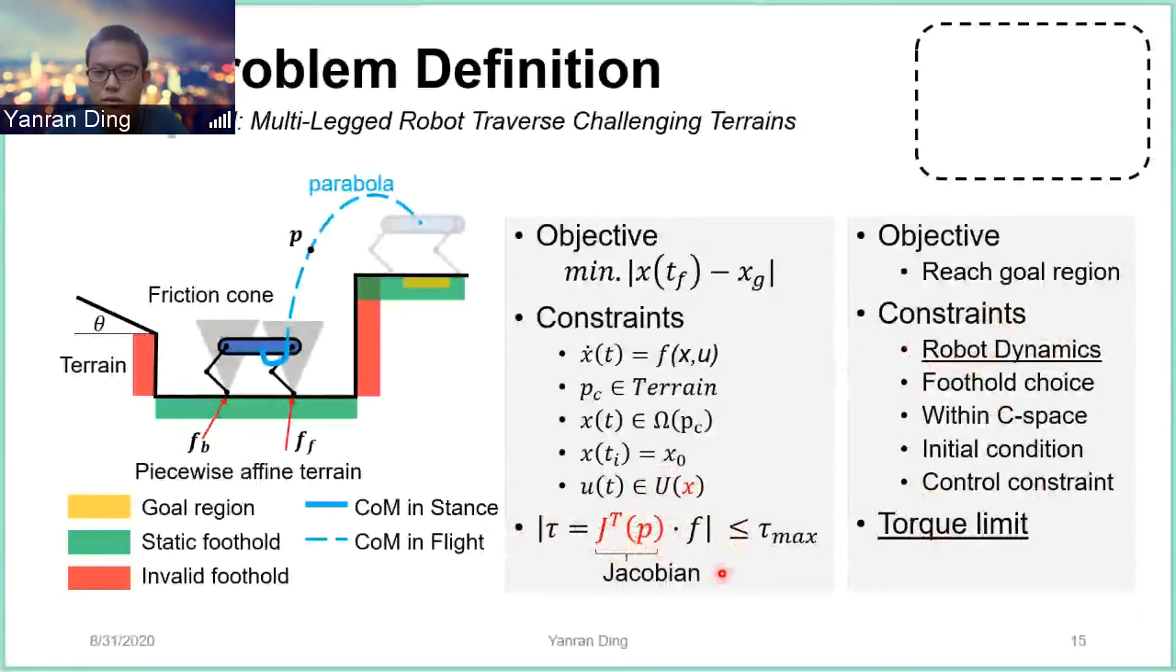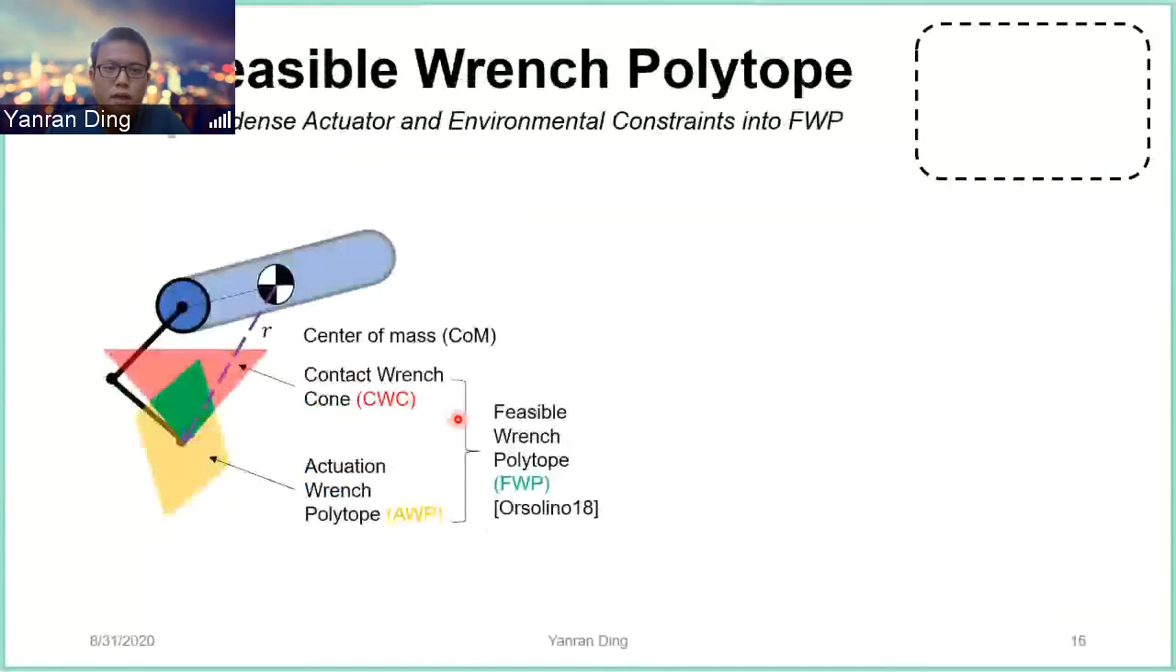In addition to that, we also need to consider the contact sequencing of the robot because it has two legs, so it can touch down in different ways. So this problem in general is hard because of the combinatorial nature of it. In order to condense the constraints, we use the notion of feasible range polytope.